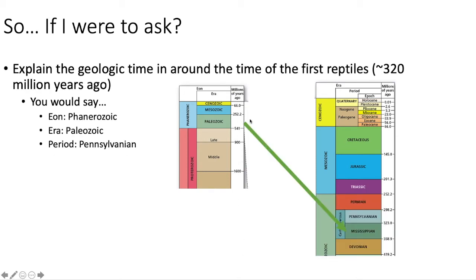What about the time when we first started to see reptiles, about 320 million years ago? You would say, okay, we're still in the Phanerozoic eon. Our era is the Paleozoic, which you can see right here. And then from there, we go to the period, which is going to be the Pennsylvanian, which I drew my arrow to the wrong spot, but it should be right about there.